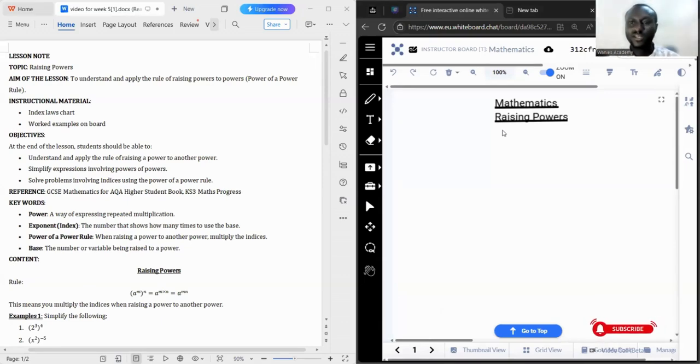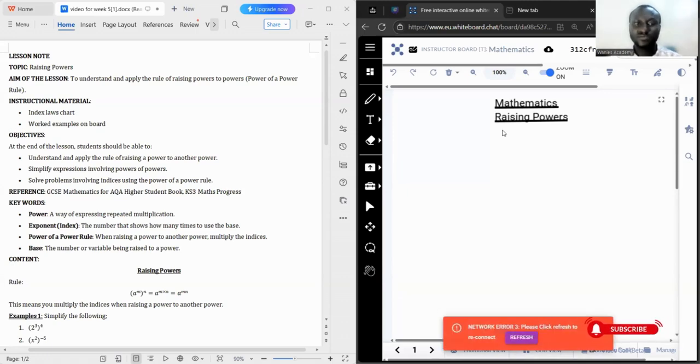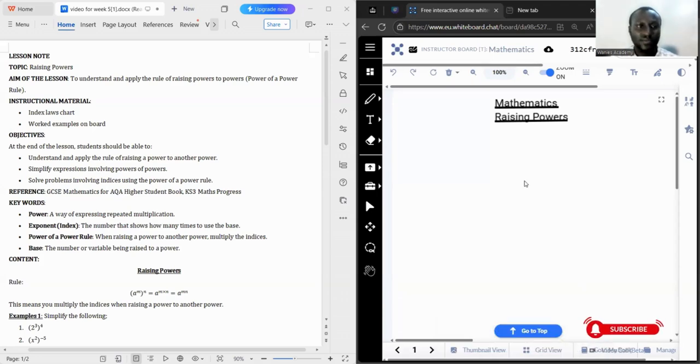Our topic for today is raising powers. The aim of our lesson is to help you understand and apply the rules of raising powers to powers, that is the power of a power rule. Therefore, the objective of today's class is that at the end of this lesson, you should be able to understand and apply the rule of raising a power to another power to simplify expressions involving powers of powers, and solve problems involving indices using the power of a power rule.